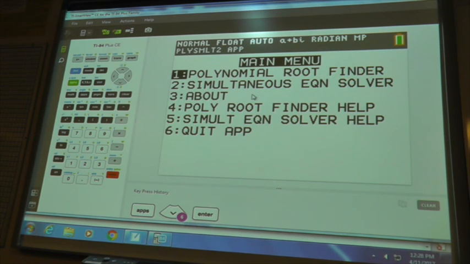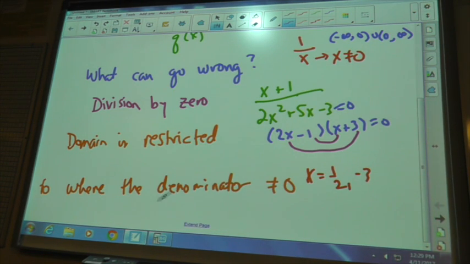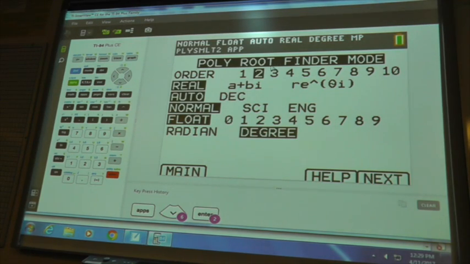Now here's the thing, there's now a program running on our calculator, so you can't just get out of it by pressing second quit. Now you see the polynomial root finder? Press enter. What degree is this problem here? Two. So I'm going to go to 2. And then you see the next right here? I get that by pressing F5.